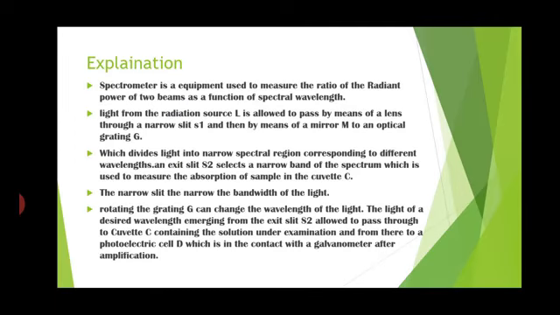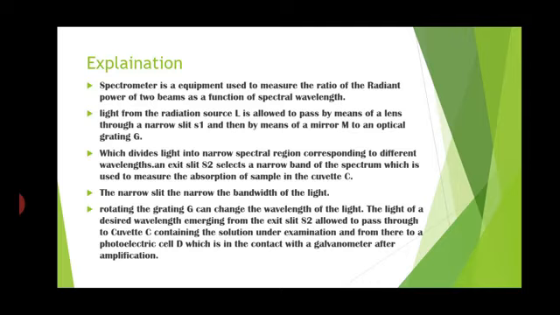A spectrometer is equipment used to measure the ratio of the radiant power of two beams as a function of spectral wavelength. Light from the radiation source L is allowed to pass by means of a lens through a narrow slit S1, and then by means of mirror M to an optical grating G, which divides light into narrow spectral regions corresponding to different wavelengths.